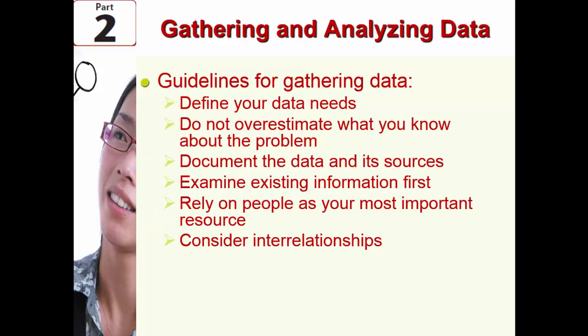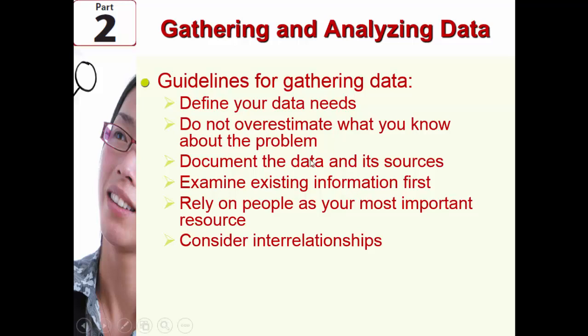But as we're gathering our data, we want to be sure we define our needs. Don't overestimate what we know about the problem. Sometimes we can think that we know quite a bit more than we actually do. We want to make sure that in addition to the data, we document the source of the data. And we're going to look at some existing information first. We don't want to be making projections or observations that aren't actual existing data facts before we analyze that existing data. And we want to rely on people.